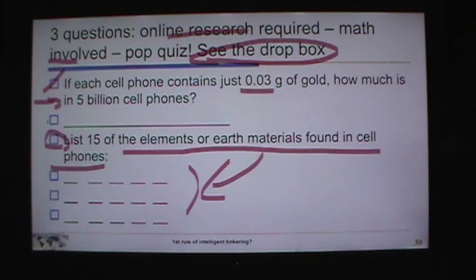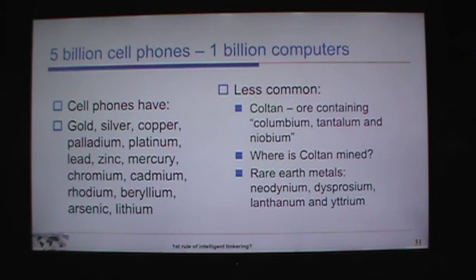Once again, the drop box is open. So we have about 5 billion cell phones on the earth, 1 billion computers. I thought there'd be more than that too. But cell phones contain all of these things. You read that list, everything from gold to lithium and mercury.